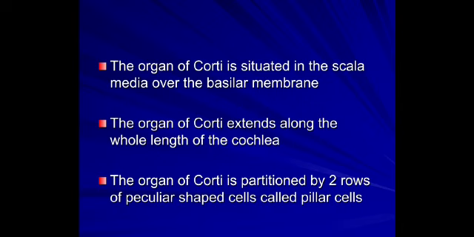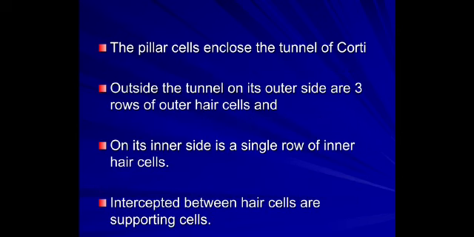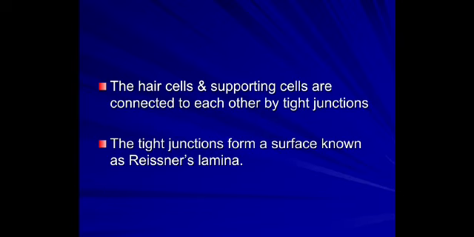It is partitioned by two rows of peculiar cells called pillar cells. The pillar cells enclose the tunnel of Corti. Outside of the tunnel, on the outer side, are three rows of outer hair cells, and the inner hair cells are interspersed between supporting cells. The hair cells and the supporting cells are connected to each other by tight junctions. The tight junctions form a surface known as the reticular lamina.